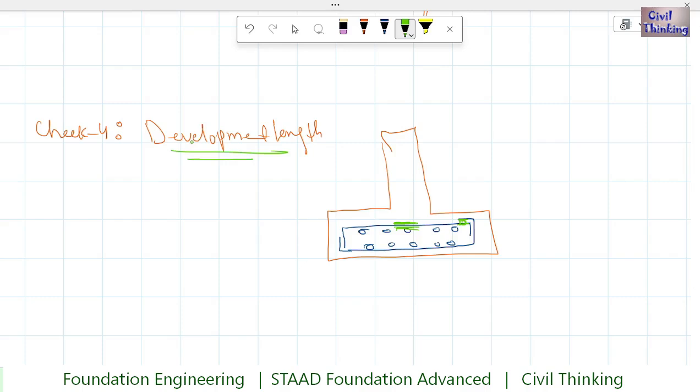So this was all about the design of isolated footing. We saw the service design and we saw the section or ultimate design. So I think this is enough because the lecture is going too long.